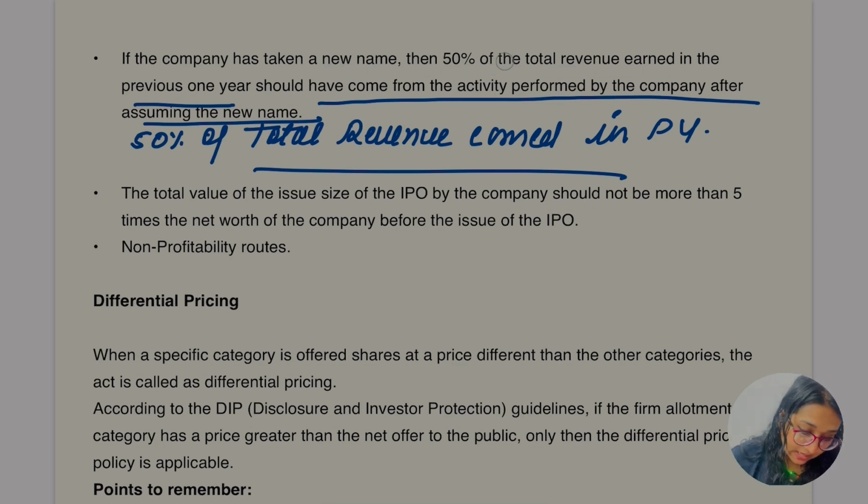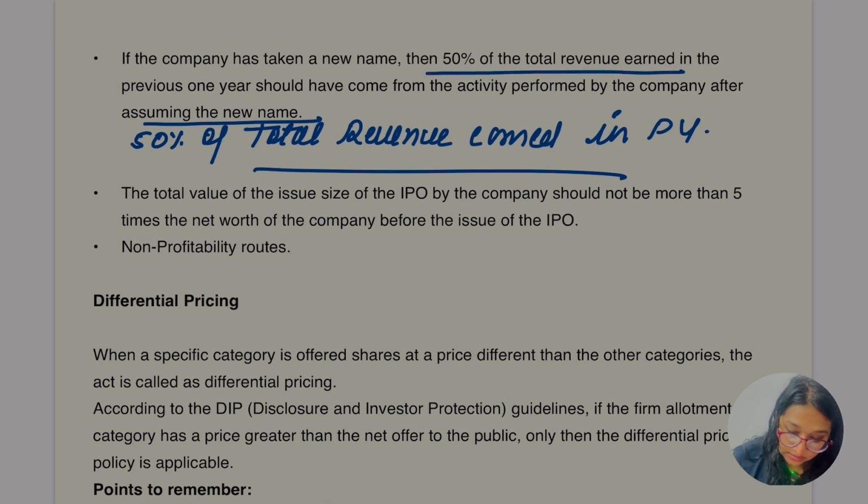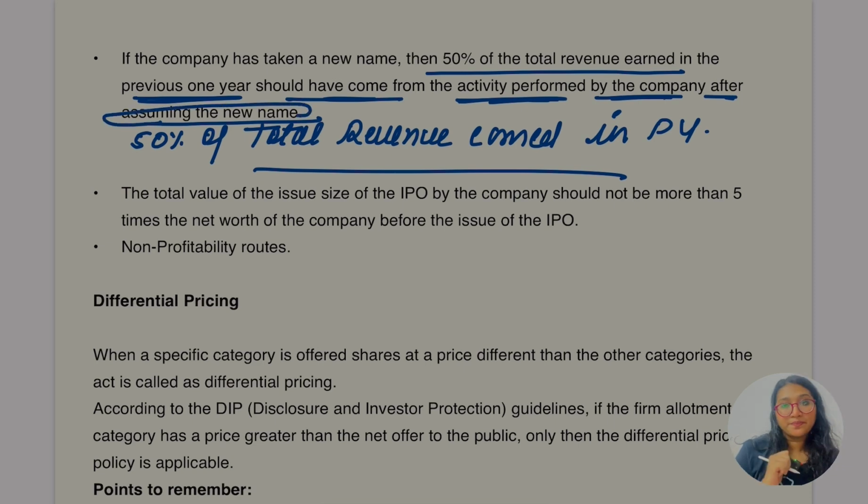If the company has taken a new name, then 50% of the total revenue earned in the previous 1 year should have come from the activity performed by the company after assuming the new name. Once they have changed the name of the organization, of the corporate, of the company, in that case the revenue earned should be at least 50% after changing the name of that company. ठीक है, if not then again नहीं कर सकते आप IPO. ठीक है ना, हाँ जी. So this is going to be the fourth point. 50% of revenue should be earned after changing the name of that company.